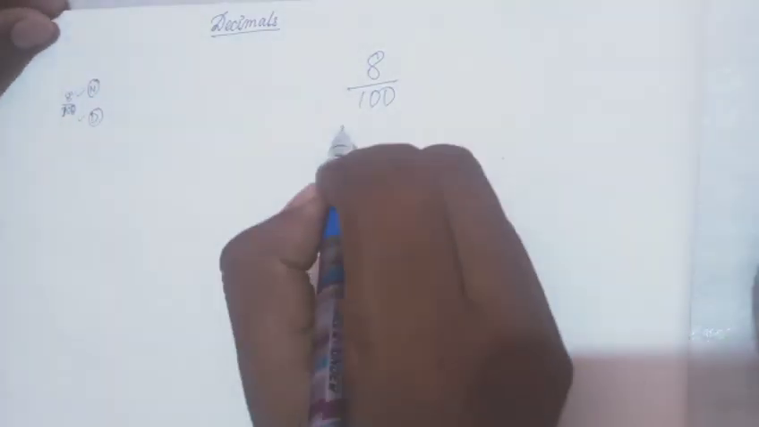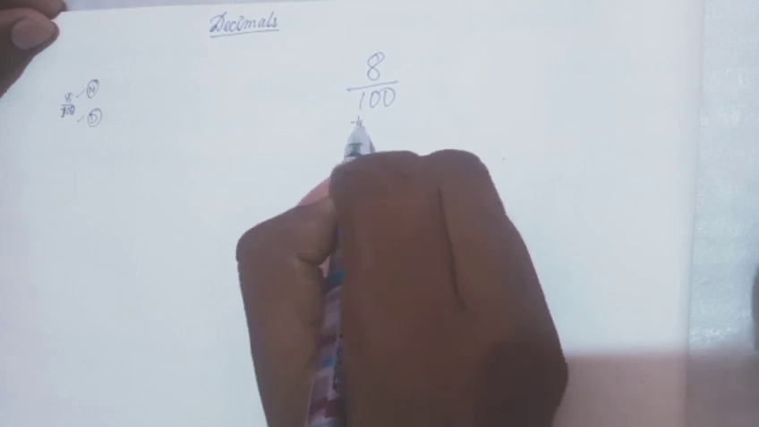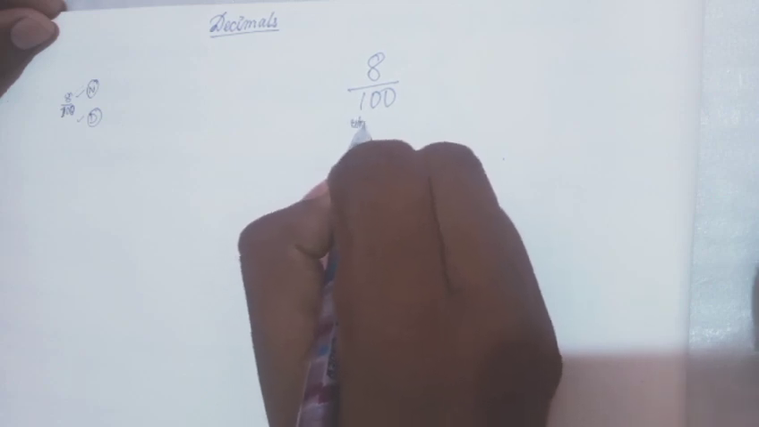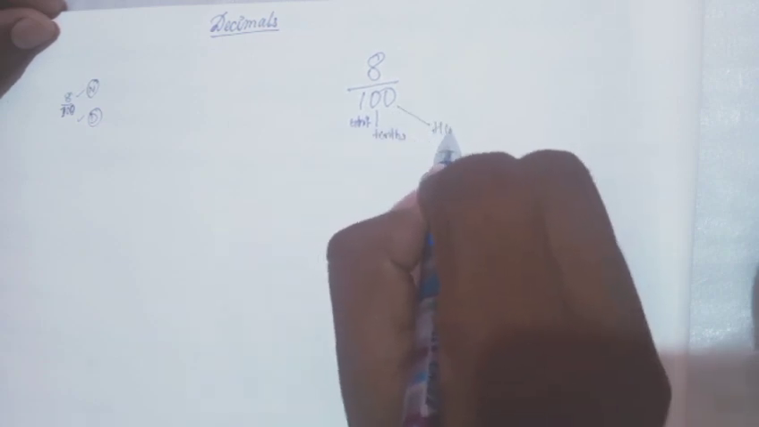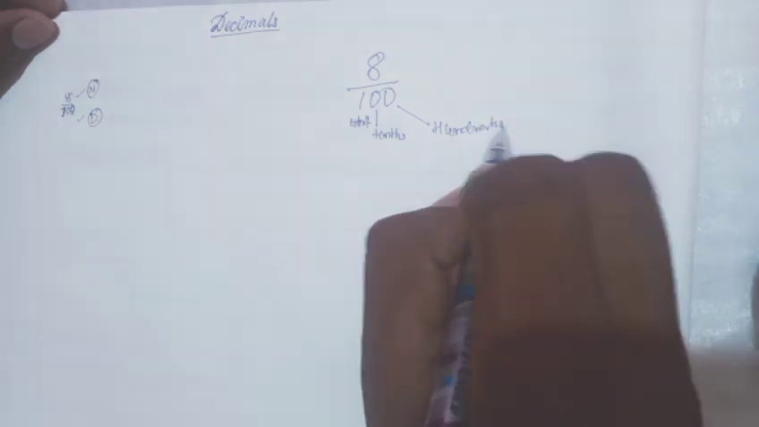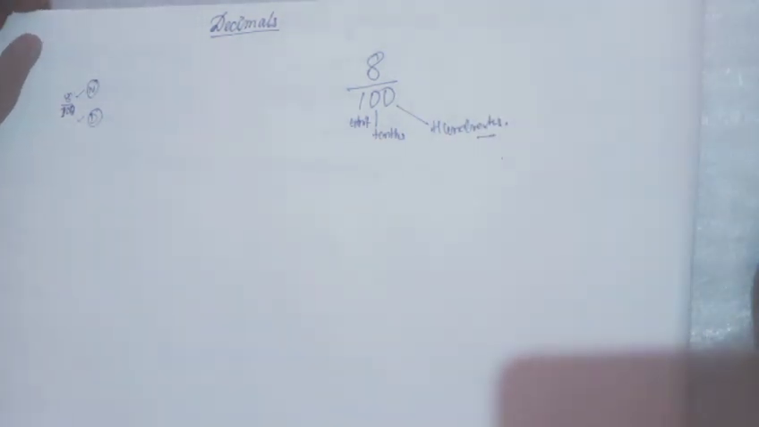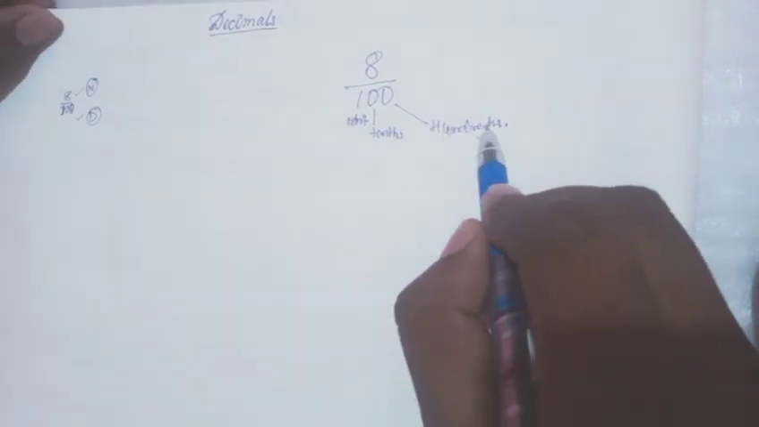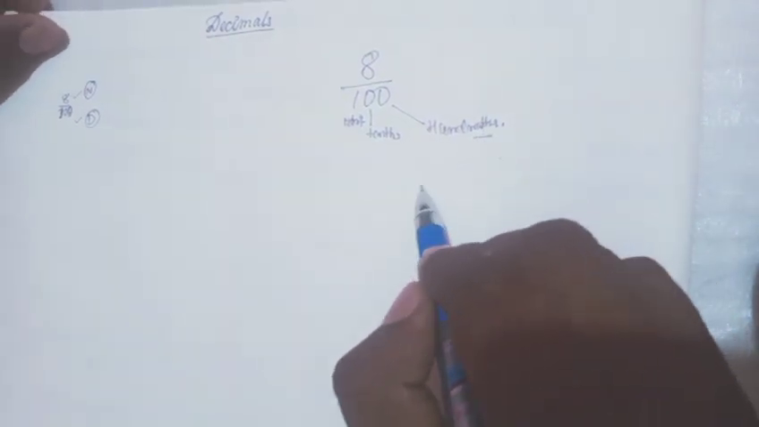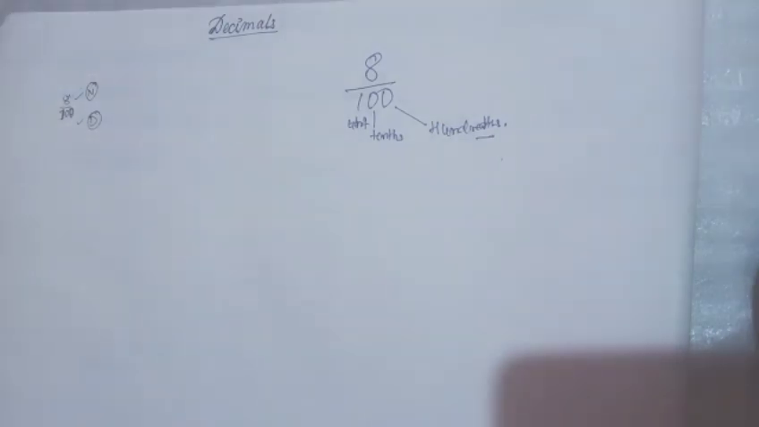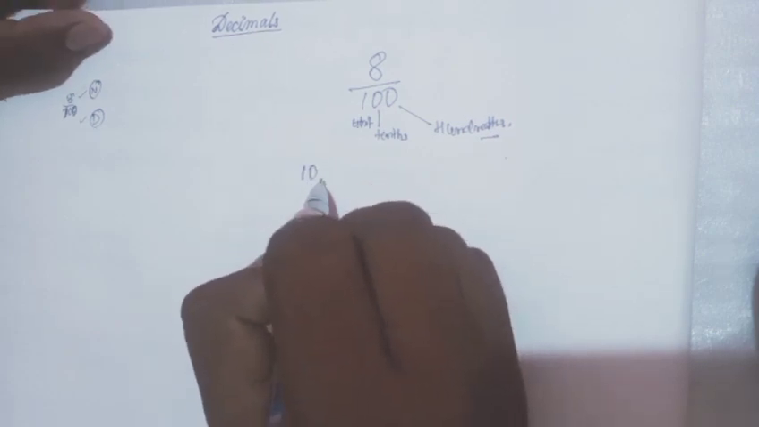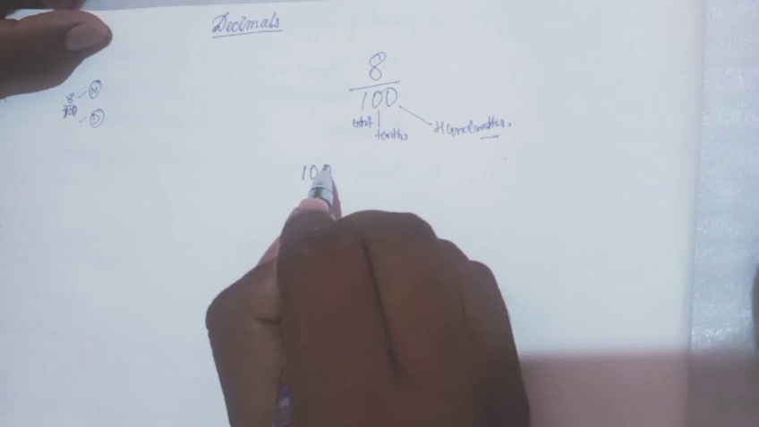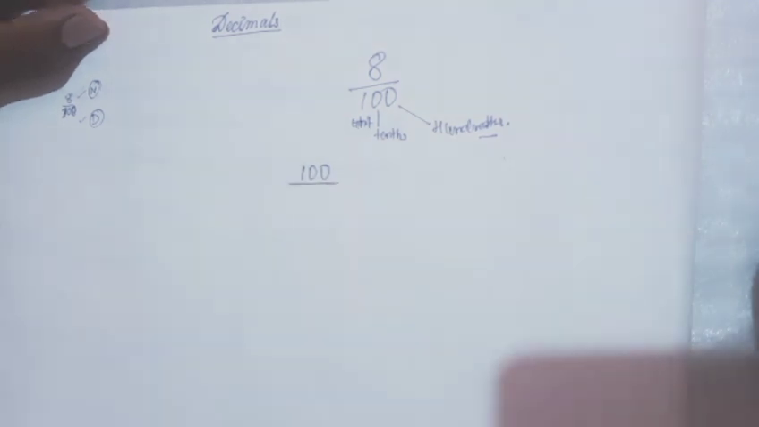In this 100, this is the unit part, 10, 100, right? So this is the 100 part. In a whole number, the more we go to the right hand side, suppose we take a number like 10, okay, the more we go on the right hand side, the value of this number increases.